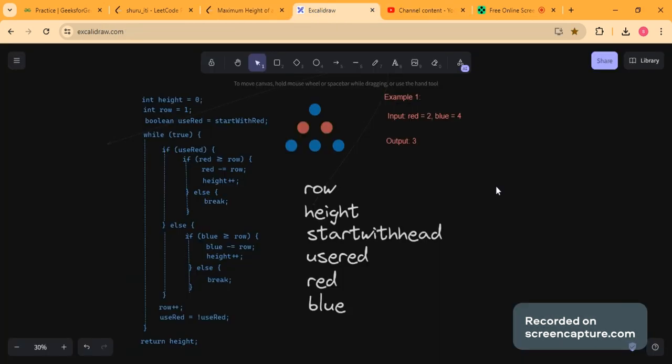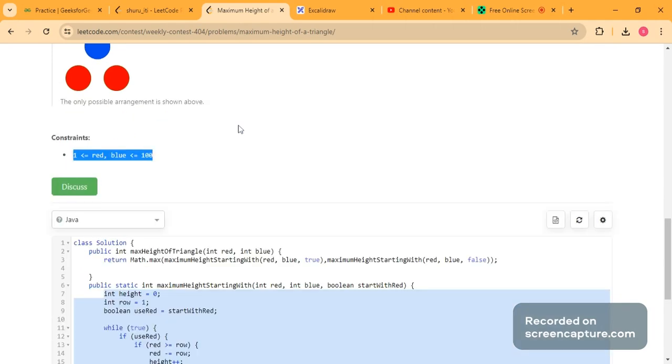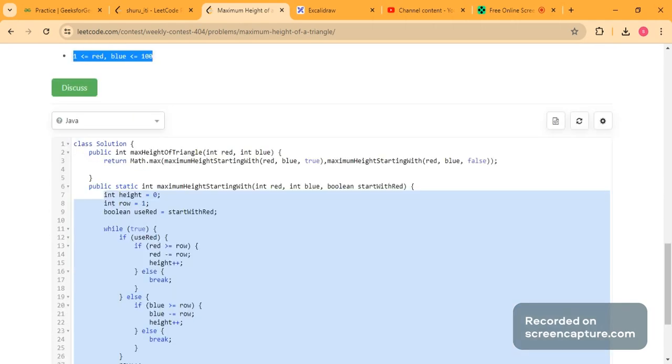So my basic approach is that first of all I want to traverse both ways: first, when we start with the blue ball as the first row, and second, when we start with the red ball as the first row. In this function of maximum height of triangle, we are given only two values, the red balls' number and the blue balls' number. We return the maximum of the heights from the function we have created, when starting with the red ball and when starting with the blue ball.